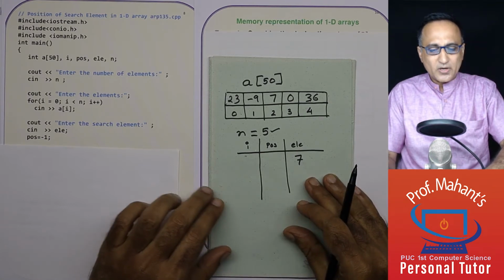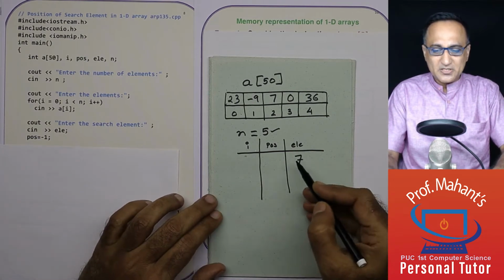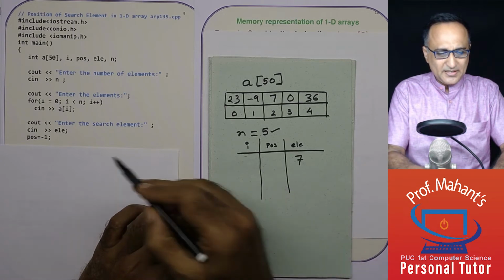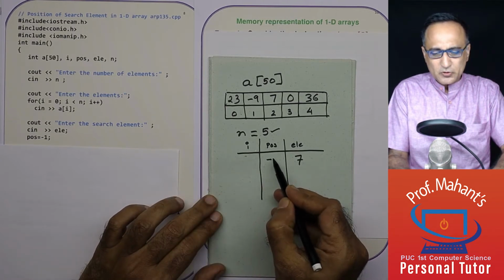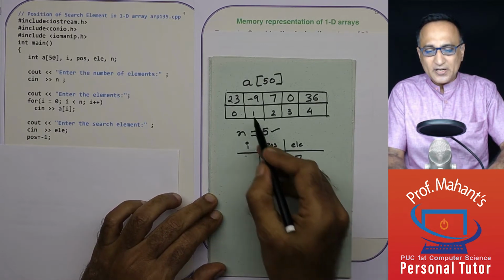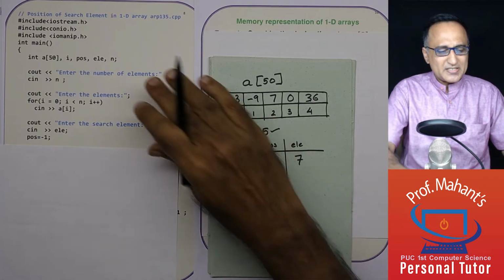So what I do is, initially it is also possible that the number I am searching may not exist in this particular array. That is why I have made this position element as -1. So this will remain -1 if the search number is not found. Now it's quite a simple program.